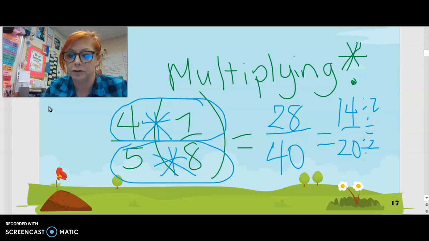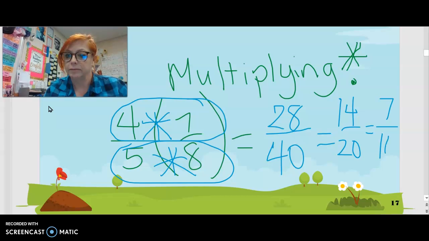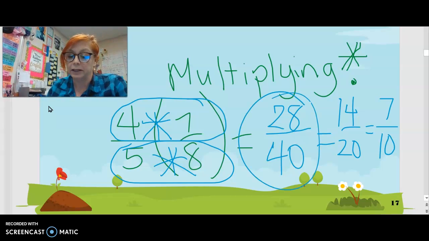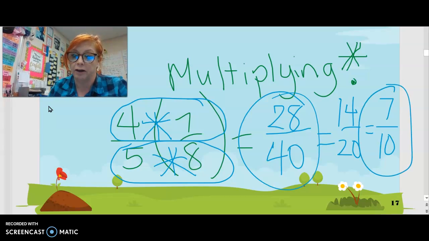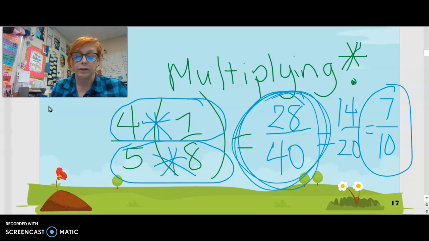Remember, whatever you do to the numerator, you also have to do to the denominator. And you would get what? You would get 7/10. So if you got this, what would probably happen is your answer would be 7/10. You would have to figure out which of the answers is equivalent to the answer that you got. Okay? All right, let's move on to another one.